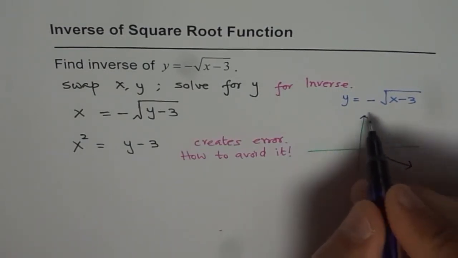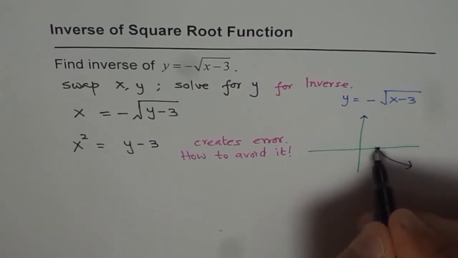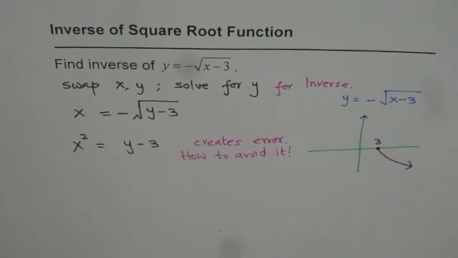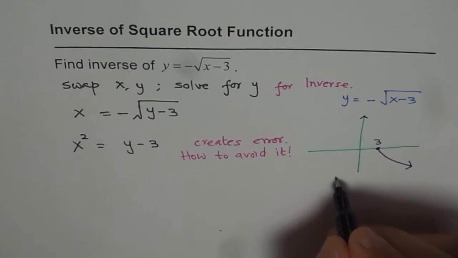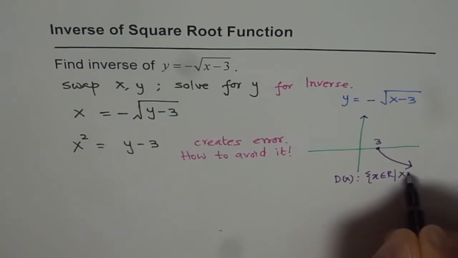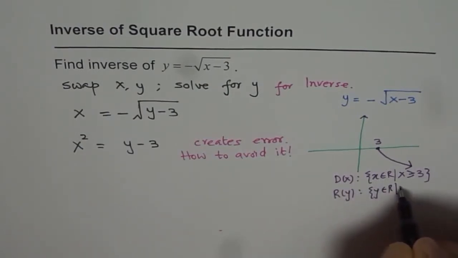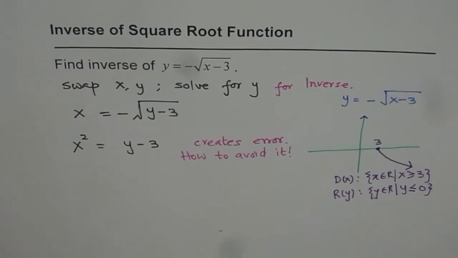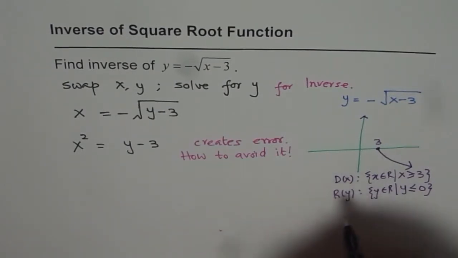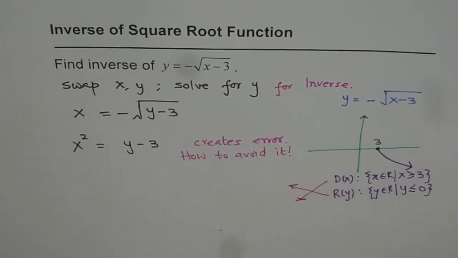We are talking about y equals minus square root of x minus 3. From here you can see this point is 3. So the domain is x belongs to real numbers where x is greater than or equal to 3, and the range is y belongs to real numbers where y is less than or equal to 0. Do you see that? When we are talking about inverse functions, these will flip.